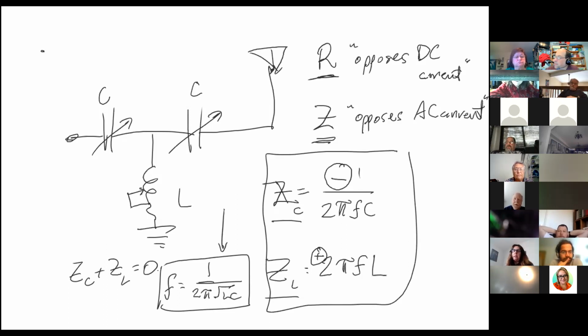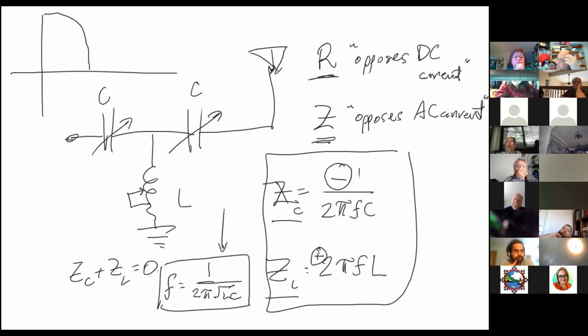So let me ask, if I have one of these followed by one of these, and these values of Z add together and they're equal and opposite, what do they look like? They look like a straight wire. They have no impedance. If I were to actually plot this on a graph, what I would see is that my impedance at this point would go like this. And this would be known as resonance.